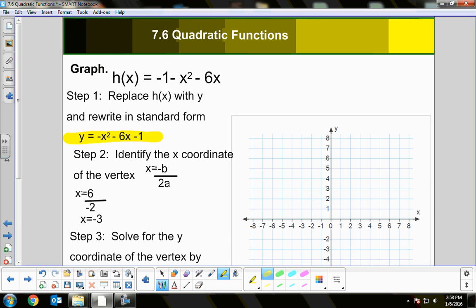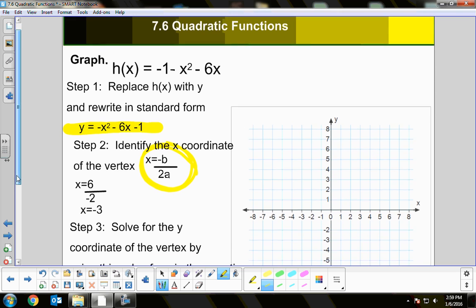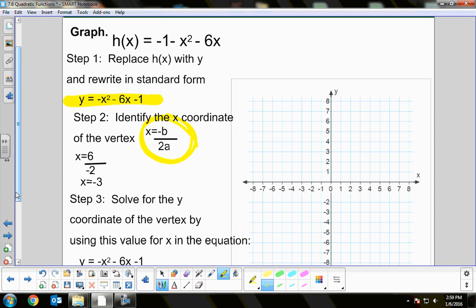My second step is to identify the x-coordinate of the vertex. And again, remember, this is the formula here that I'm using. You really want to be sure you know that formula. So putting the values in, x equals 6 over negative 2, I get x equals negative 3 for the vertex value.